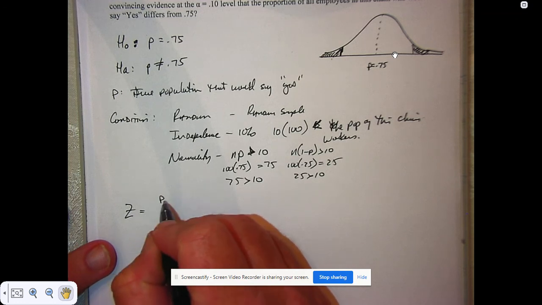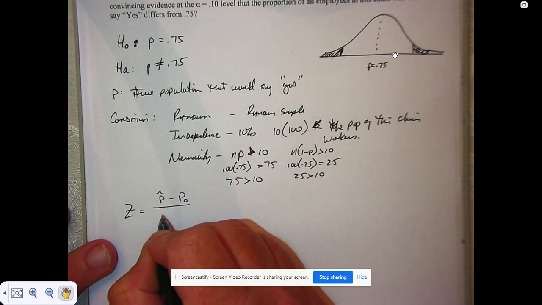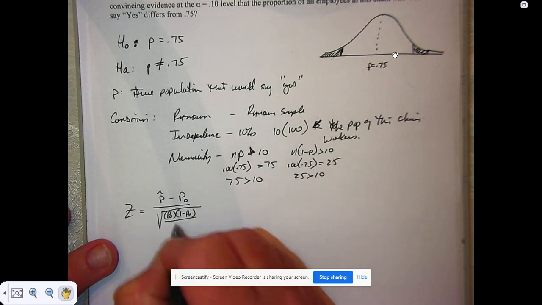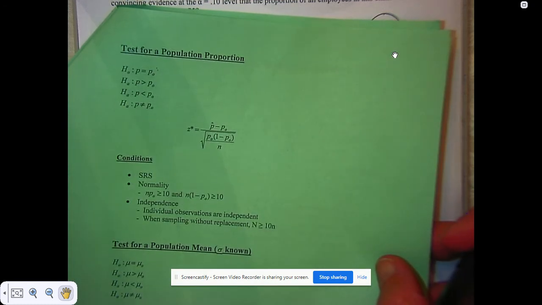Z is p hat minus our hypothesized proportion, over the square root of hypothesized p times 1 minus hypothesized p over n. I've written that so often recently that I think I've got it memorized, and you should as well. You should be able to pick that off of the sheet that you're going to get from the AP test. But it is exactly what we need it to be.